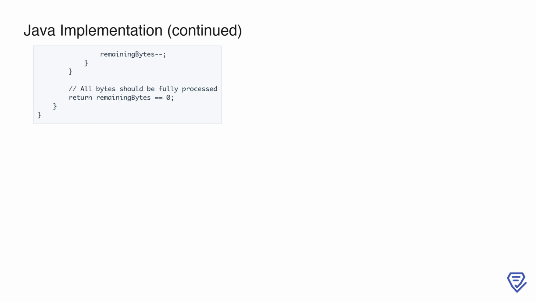Once the loop ends, it's crucial to verify that all continuation bytes for the last character have been properly handled. This is done by checking if remainingBytes equals 0. If it's not 0, it means there were expected continuation bytes that were never encountered, and we return false. If everything checks out, we return true, indicating that the input array represents a valid UTF-8 sequence. This implementation ensures that every byte in the input strictly adheres to UTF-8 encoding rules while handling edge cases effectively.